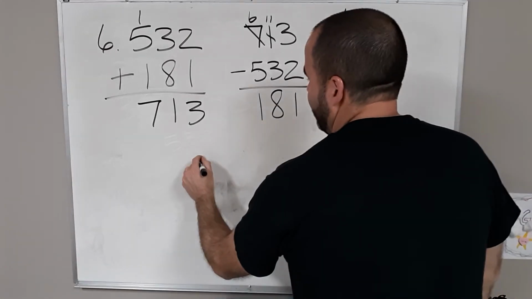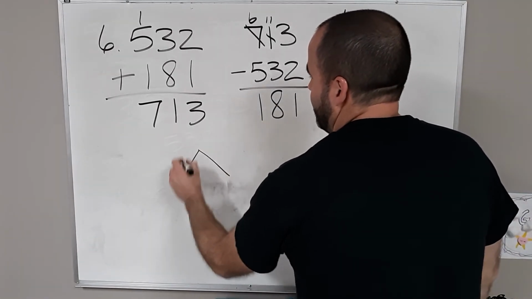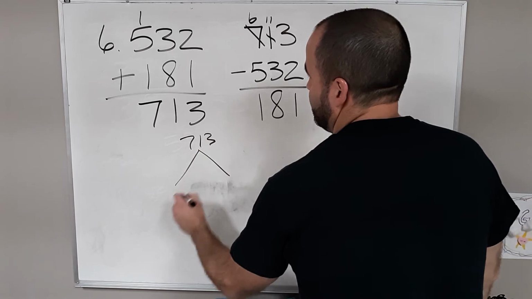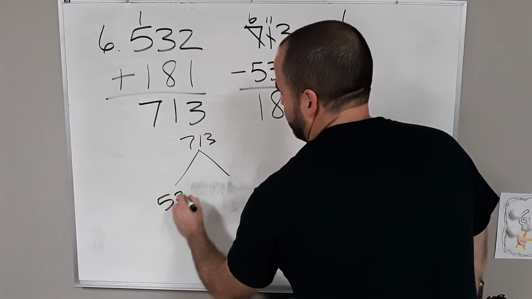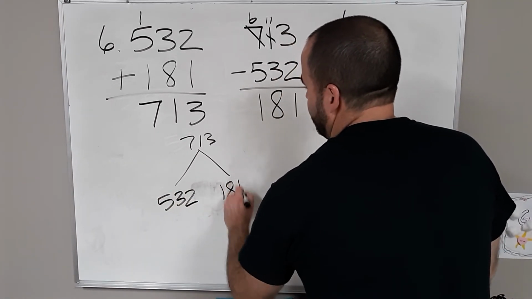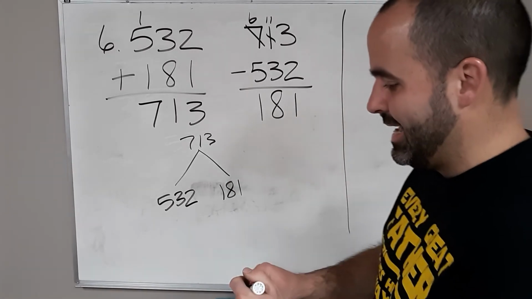So now I can write my fact family. At the top of my math mountain, 713. On one side, 532. And on the other side, 181.